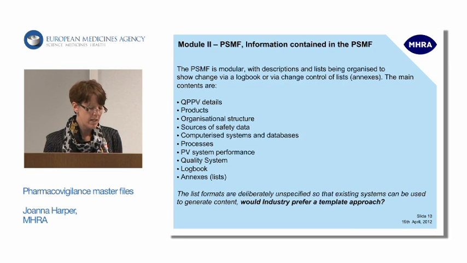At the moment, the list formats are deliberately unspecified. It's so that existing systems can be used to generate the content. In some large organisations, we do not want companies to be expending time on detailing every change to an SOP that they make in the master file to make sure their list is up to date, if they have a document management system that will provide that information as a standard output. We're not overly concerned about what that output is, so long as it gives us what's needed in the master file.